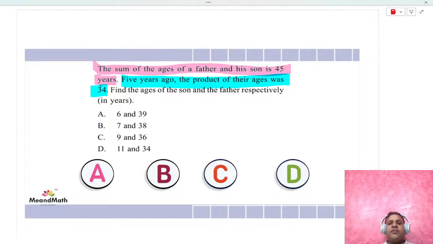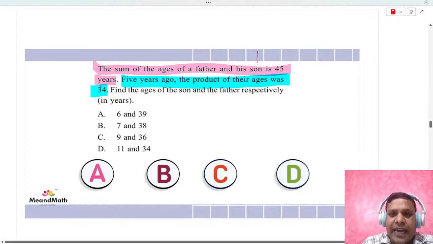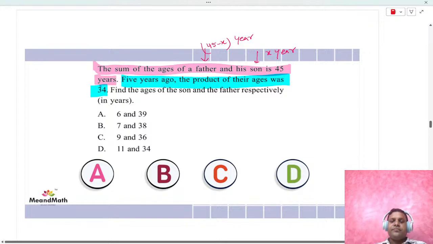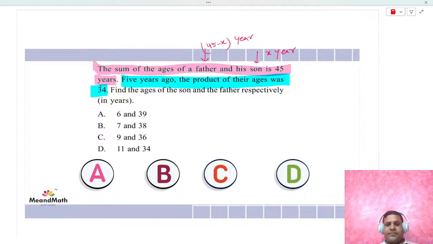Let's suppose one person's age is x, then definitely the other age is 45 minus x, because the sum is 45. So if one number is x, then another number is 45 minus x. Let's suppose the age of son is x years. Then what is the age of father? 45 minus x years. Now try to solve this. I'm giving you 2 minutes to solve this.